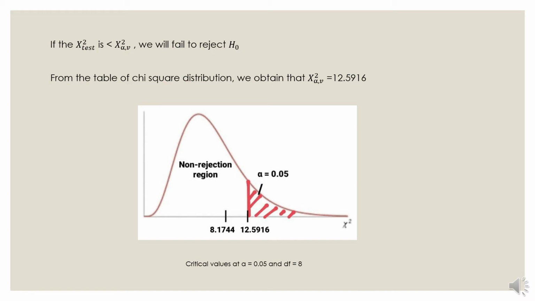Step 3. We choose 0.05 as the significance level. The critical value found at this point is 12.5916, which is larger than the chi-square test value. Thus, we fail to reject H0 at the 0.05 significance level.